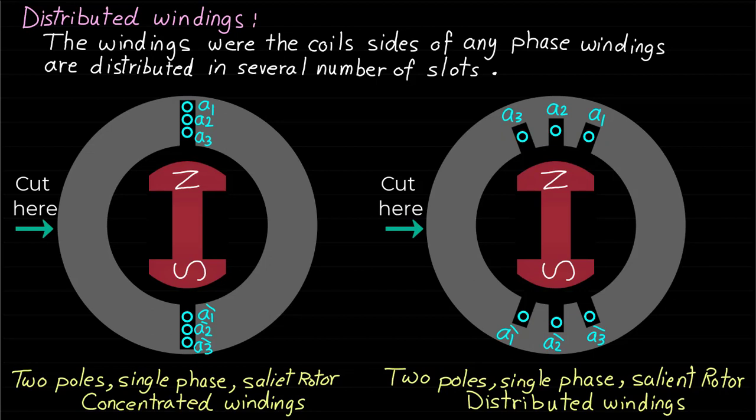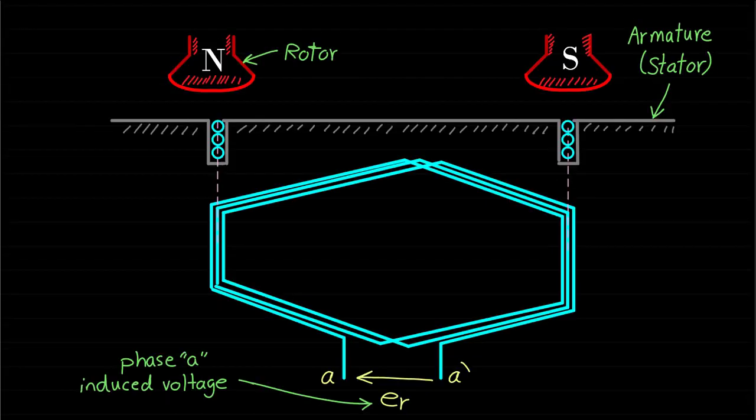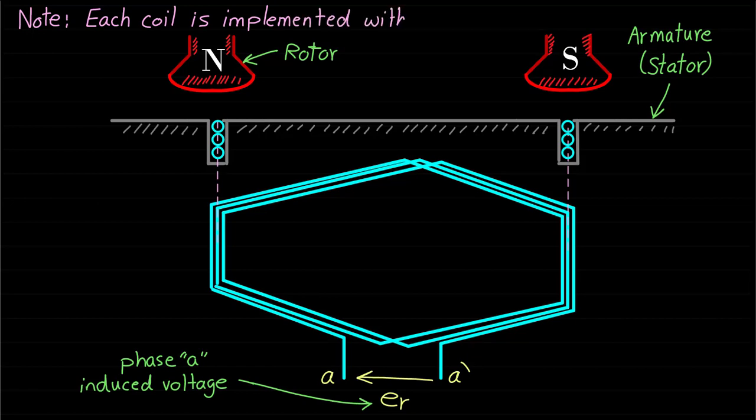Let's flatten these two machines and see the differences between them. In case of the concentrated armature winding machine, the machine is implemented with three concentrated coils connected in series. As we can see, each side of the three coils of phase A is installed in one slot. Note that each of the three coils of phase A is implemented with only one turn in this example.